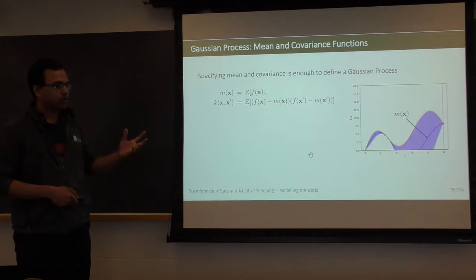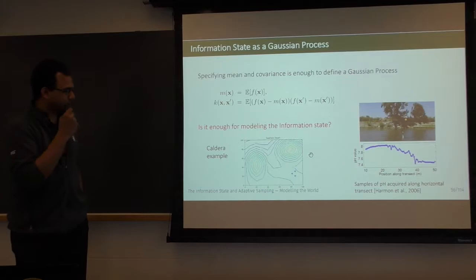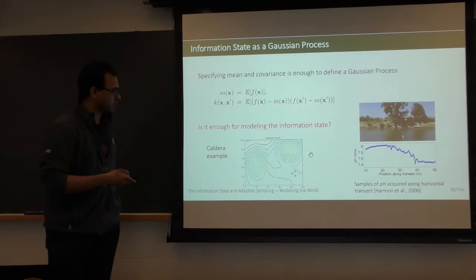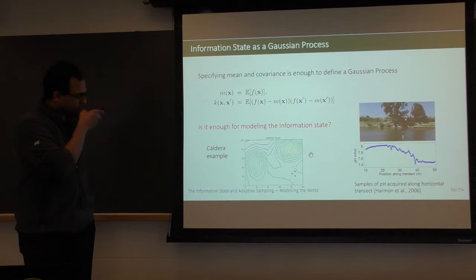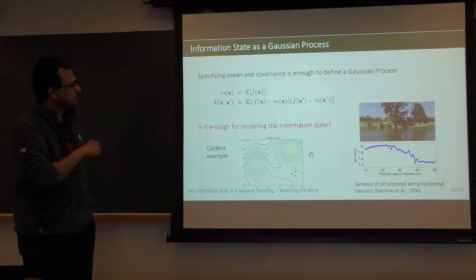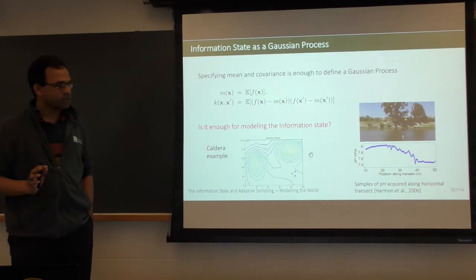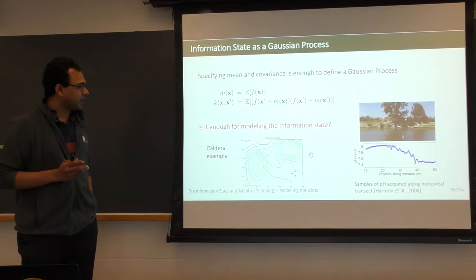But once I've specified that, my question is: is this enough to model our information state? Our information state was the view of the world. Let me phrase it properly. Specifying mean and covariance is enough to give me a Gaussian process. But do I need to do something more to get my information state, or is this enough? Say, consider these two examples.